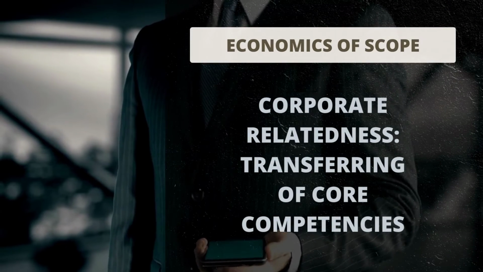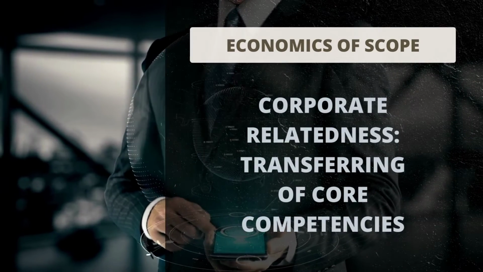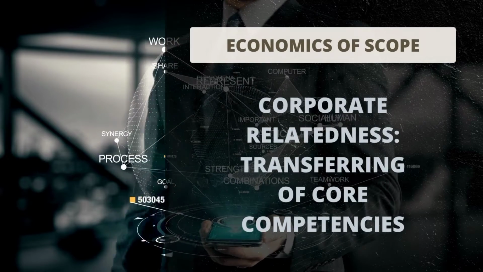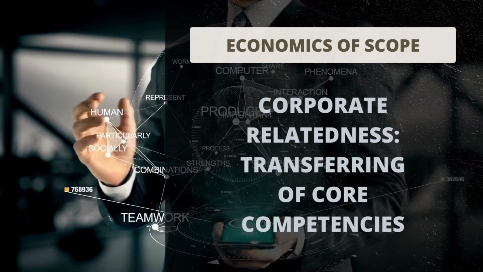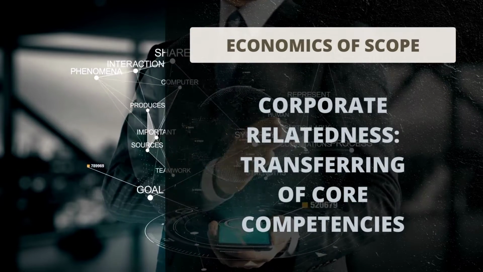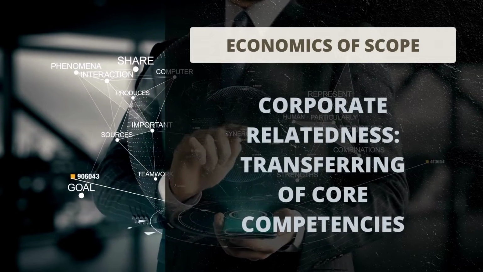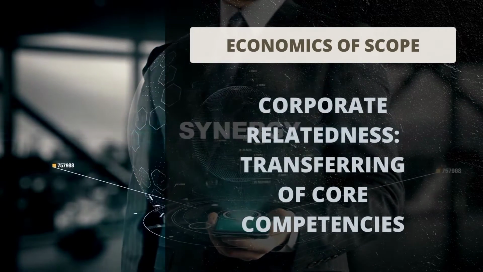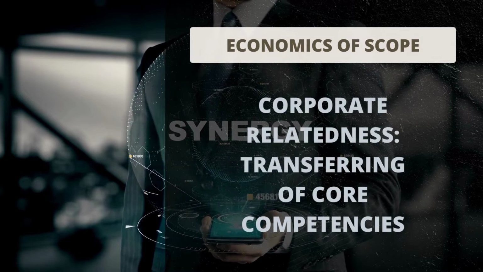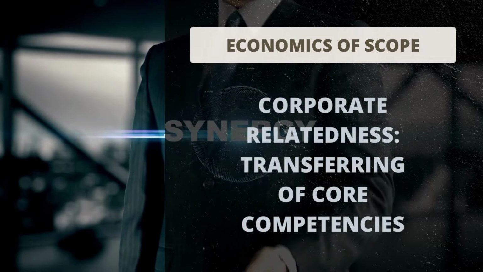Corporate relatedness, transferring of core competencies. Corporate level core competencies are a complex set of resources and capabilities that link different businesses, primarily through managerial and technological knowledge, experience, and expertise. Firms seeking to create value through corporate relatedness use the related linked diversification strategy. In at least two ways, the related linked diversification strategy helps firms to create value.